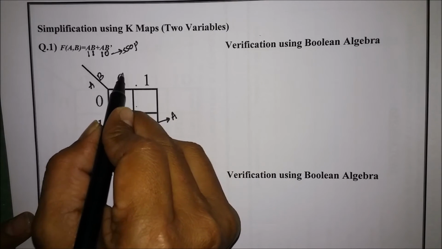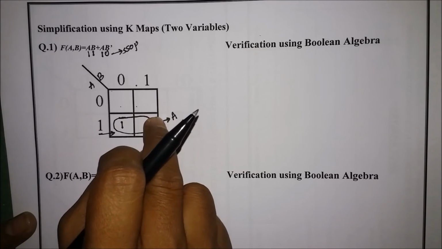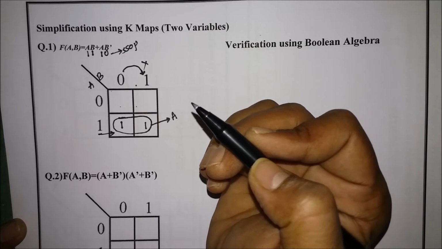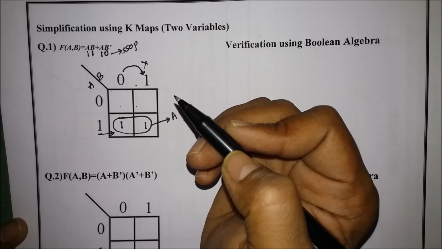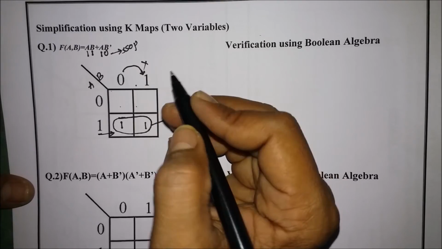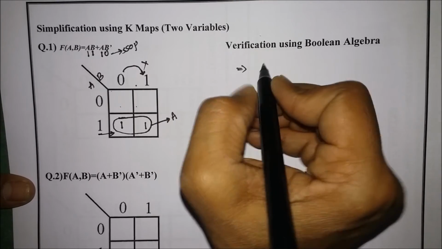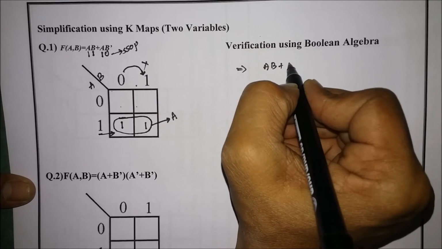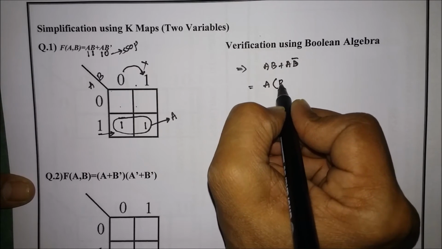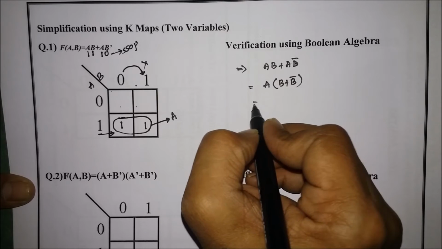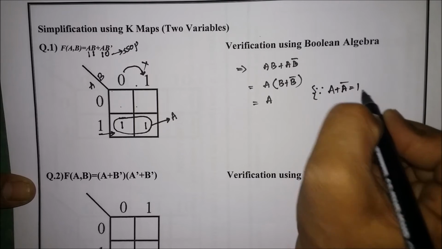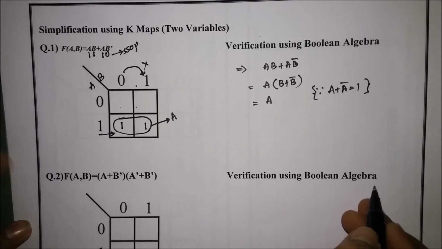Why? Because my B value, as we have encircled two horizontal cells, is changing from 0 to 1, which means the B variable is eliminated. So I also said that when I group two cells, one variable will be eliminated. Now if I cross verify this using Boolean theorems, that is AB plus AB bar, this is very simple: A is taken common. Now B plus B bar is equal to 1, so the result is A. This is one of the postulates which we have studied under Boolean algebra.